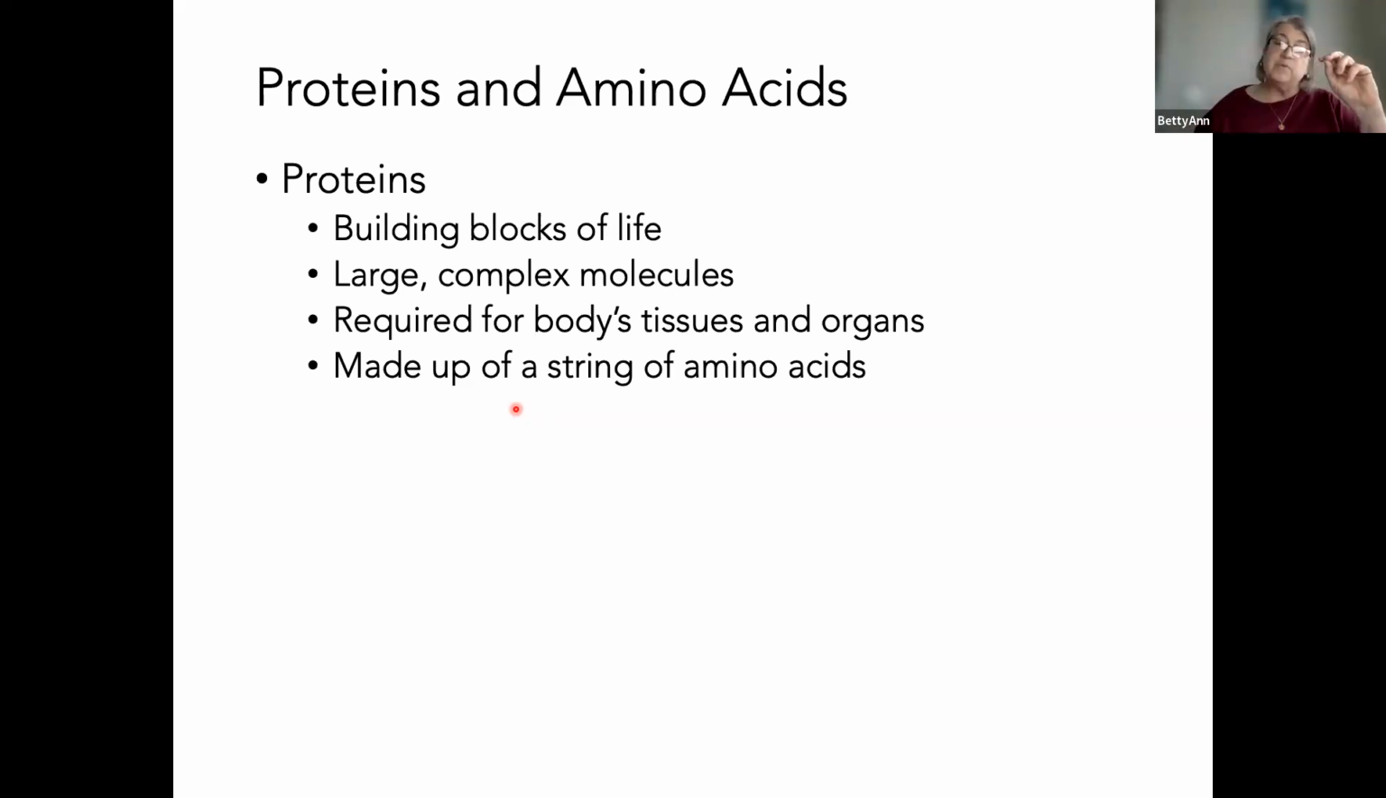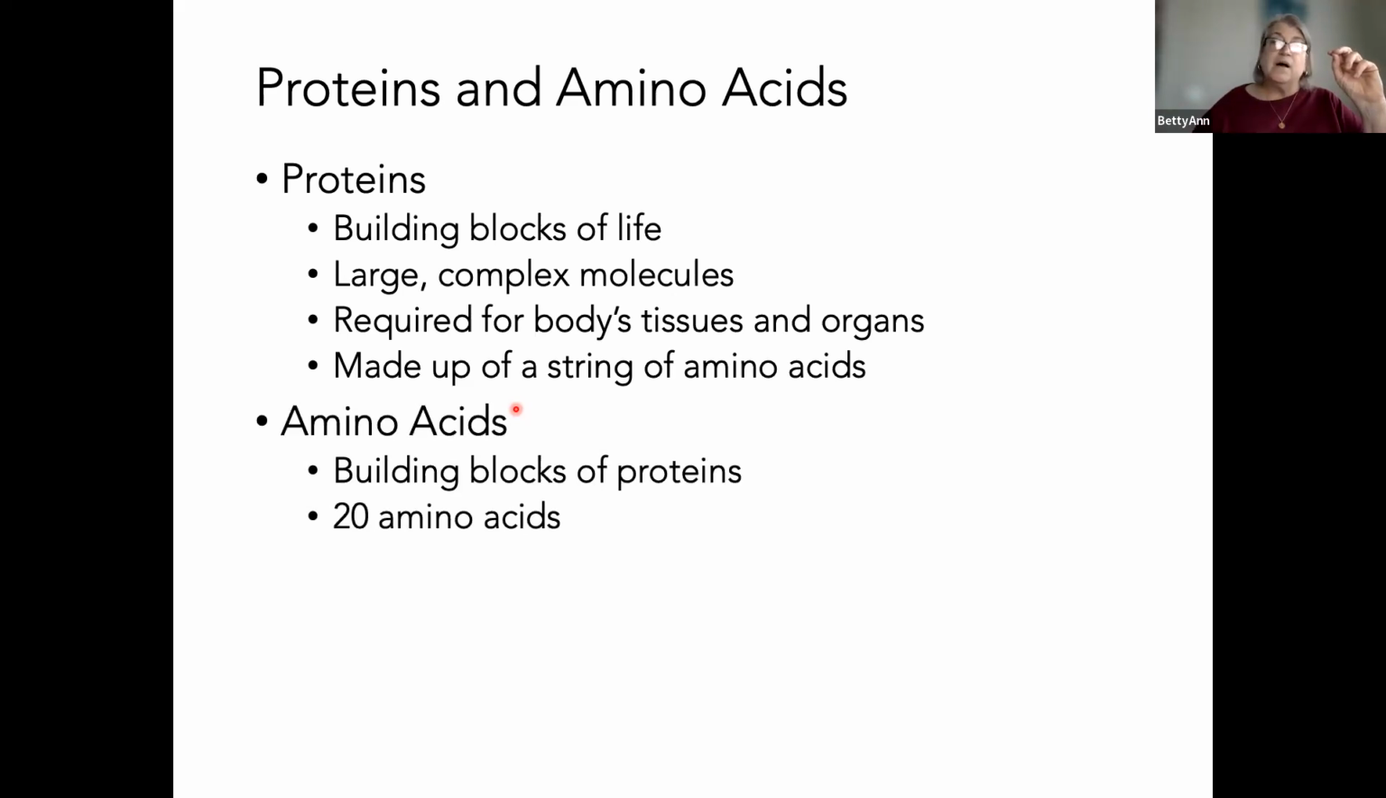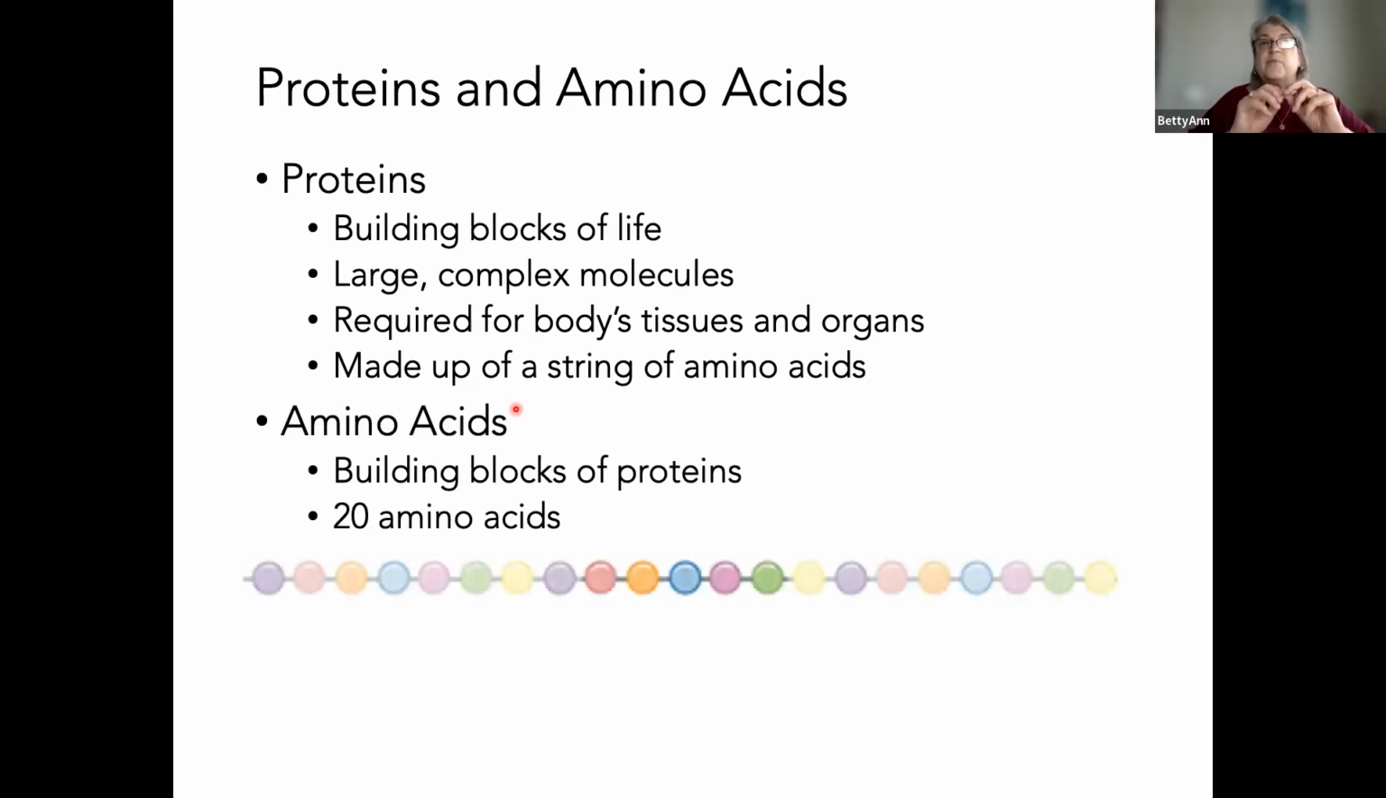And so a lot of people often talk about the proteins looking almost like a string of pearls, where each pearl is an amino acid. An amino acid is the building block of proteins, and there are 20 amino acids. You can think of it almost like there are 26 letters in our alphabet. Well, there are 20 amino acids in the protein alphabet, if you will.